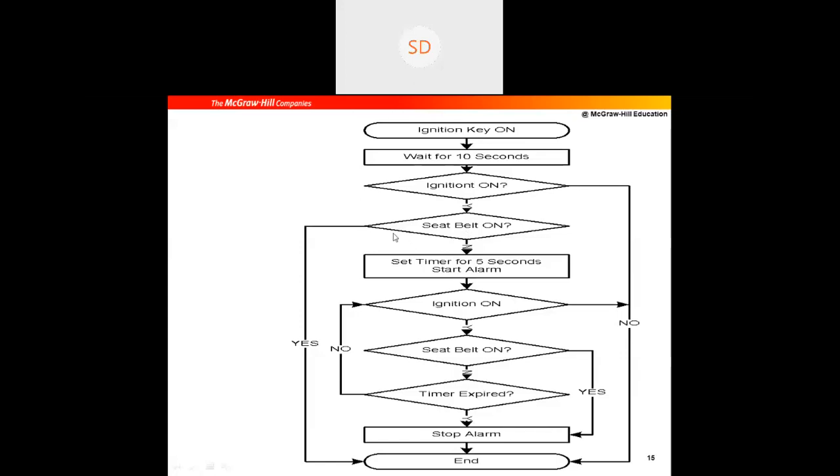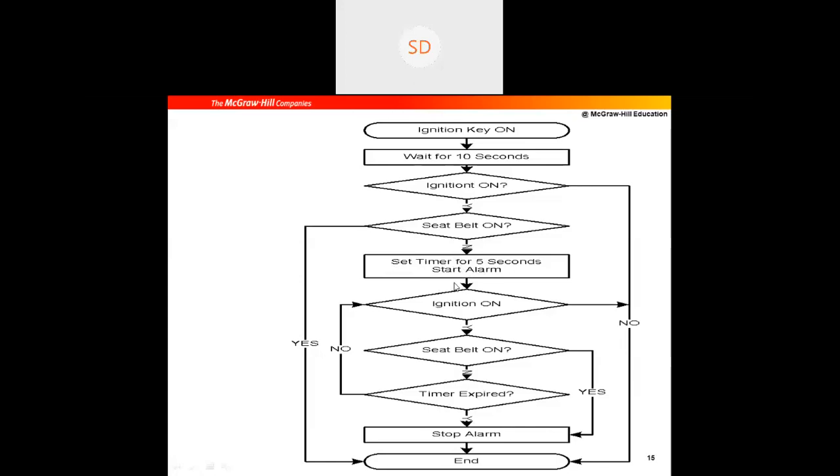If no, now the seat belt is not on, then what you're supposed to do is set the timer for 5 seconds and start the alarm, right? So set the timer for 5 seconds and start the alarm. Now the alarm will turn on. It should be on for 5 seconds, or there are three conditions. It should be on for 5 seconds, whether the timer has elapsed, or if the ignition key is off, or if the seat belt is fastened, you have to turn off the alarm.